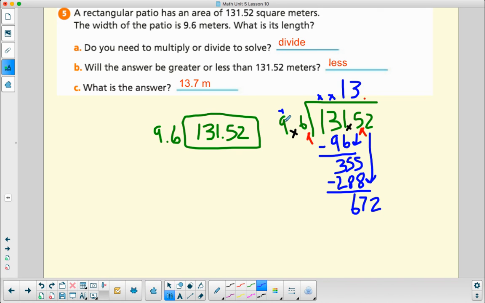There's about 6 100s in 672, so there's about 6 96s. I'm going to go to the side to multiply that. Six times 6 is 36. 6 times 9 is 54. Plus 3 is 57. 576. I did not overestimate.